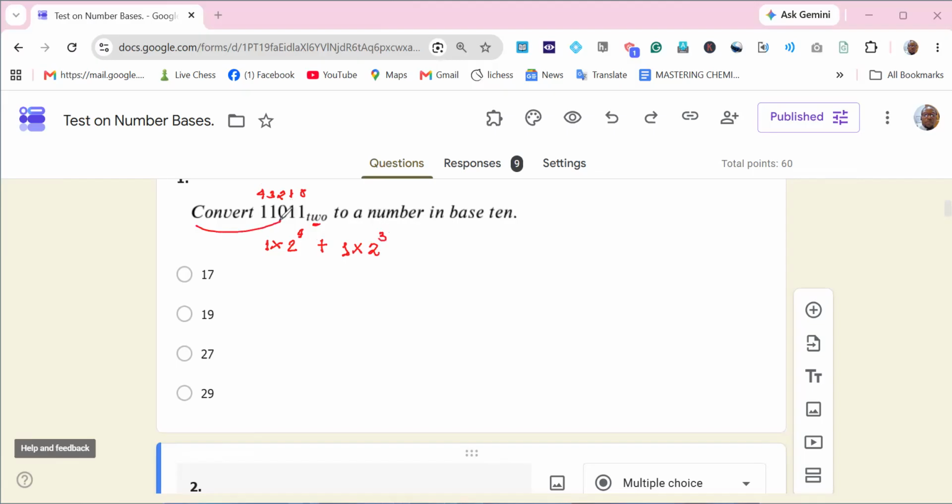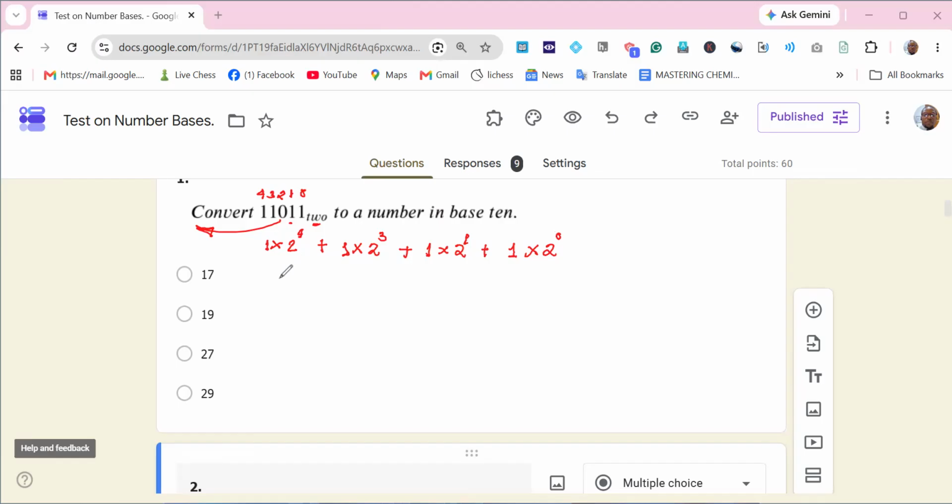A 0 multiplying number can be skipped because 0 times any number gives 0. So we proceed with the next digit, which is 1. Yes, that 1 multiplied by the given base 2 to the power written on it, which is 1. And finally, plus the last digit 1 multiplied by the given base 2 raised to the power of the number written on it, which is 0. Now, by evaluating all of this, you can easily solve the question.